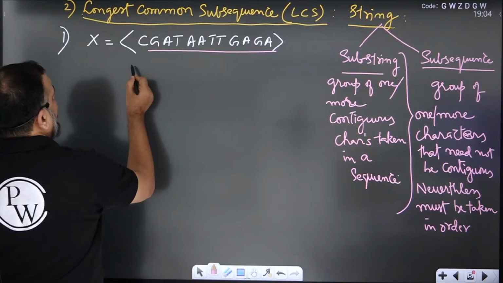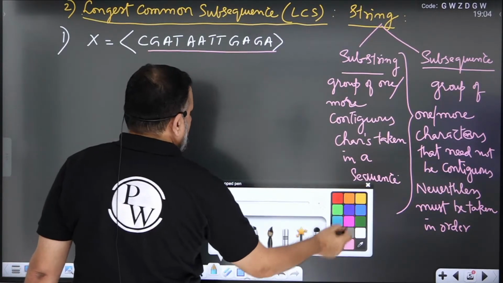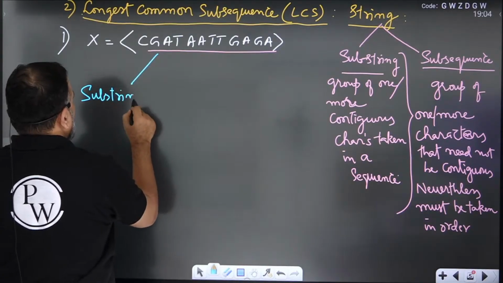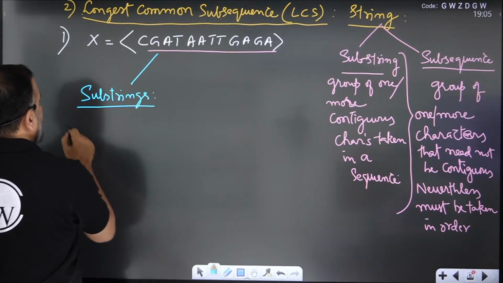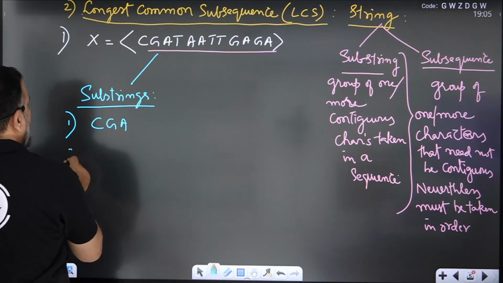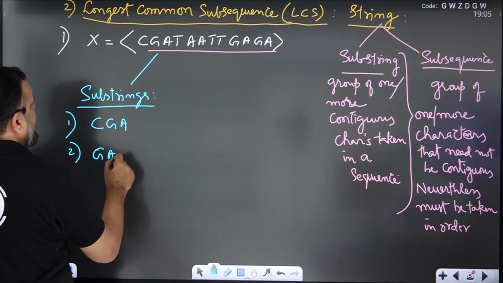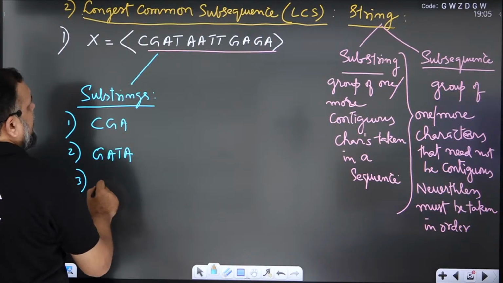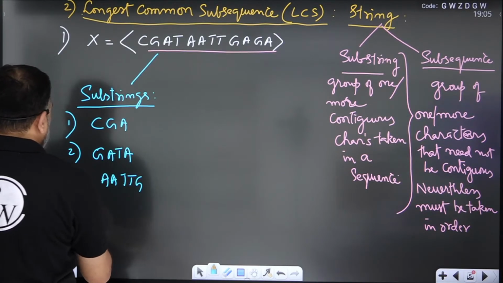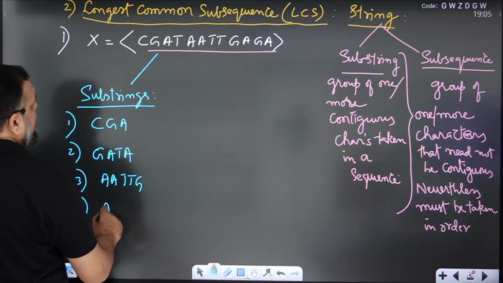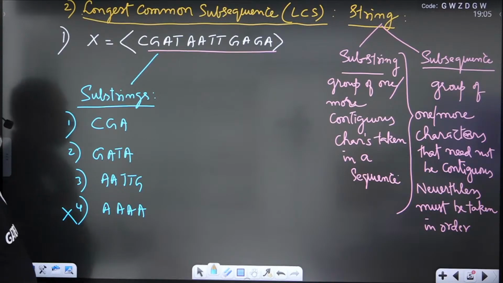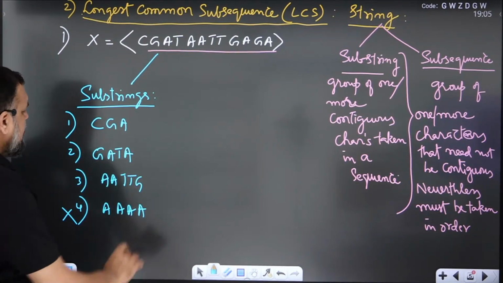For example, if this is the string given to us, what are some of the substrings of this? You can directly take from here CGA, or in between you can take GATA, or again in between you can have A double T G. These are all substrings. But if you take A, A, A, A, this is not a substring. Why? Contiguity is not there.